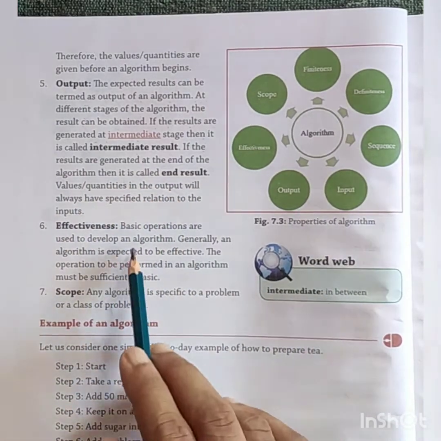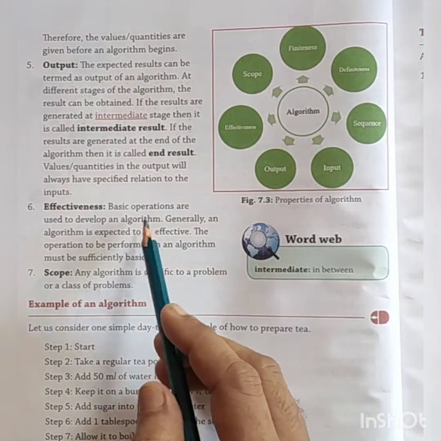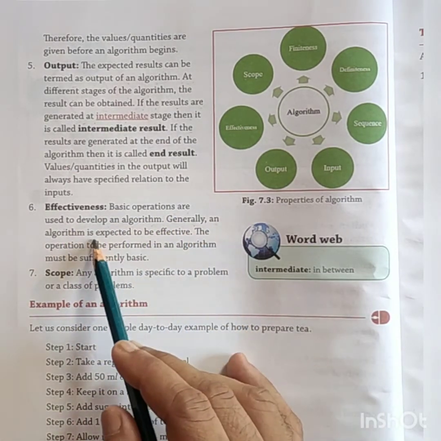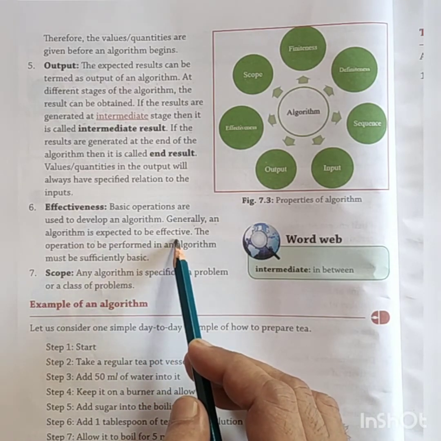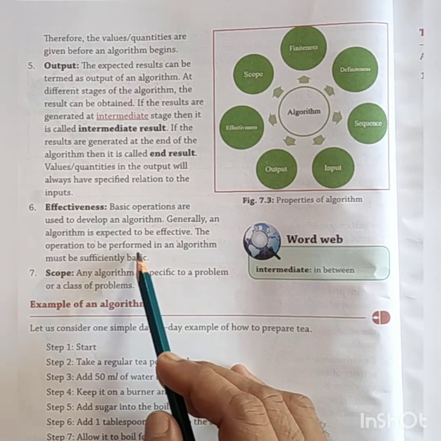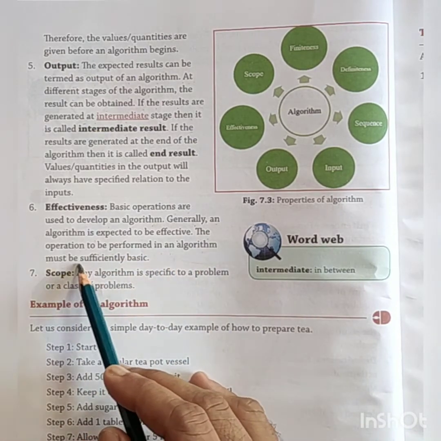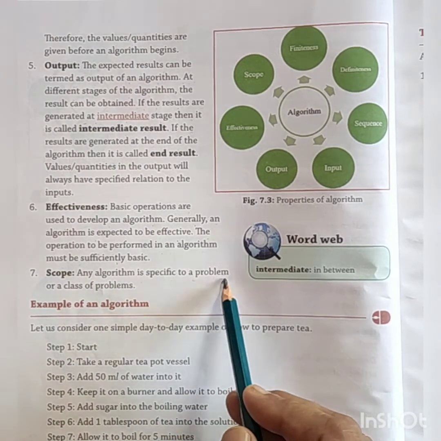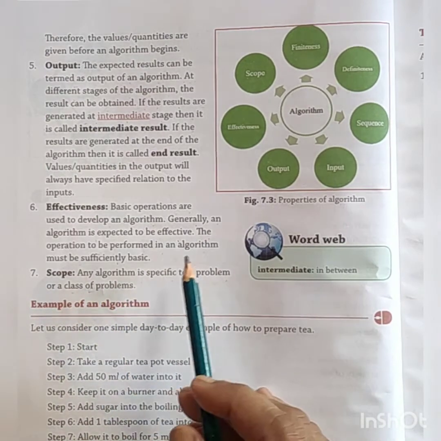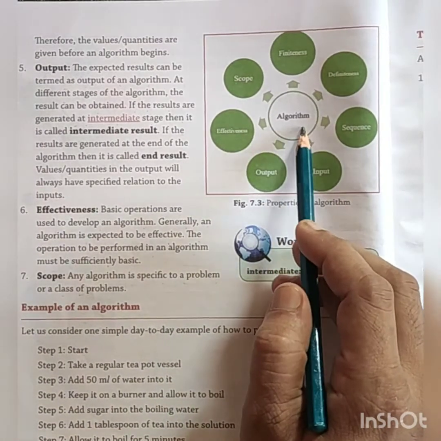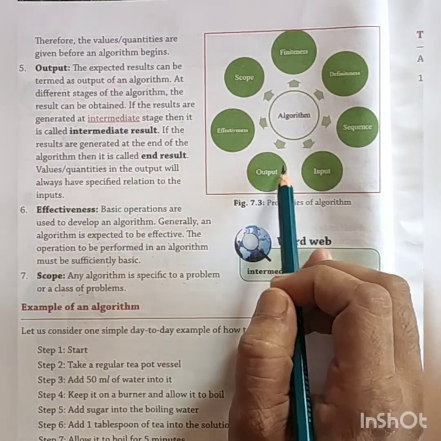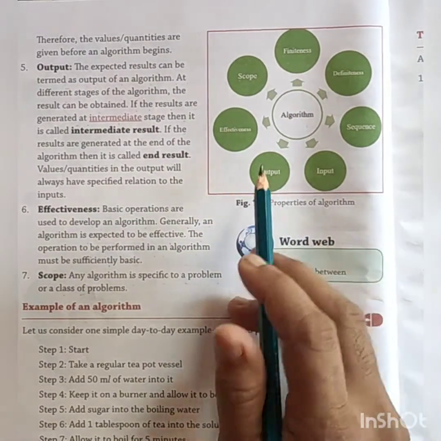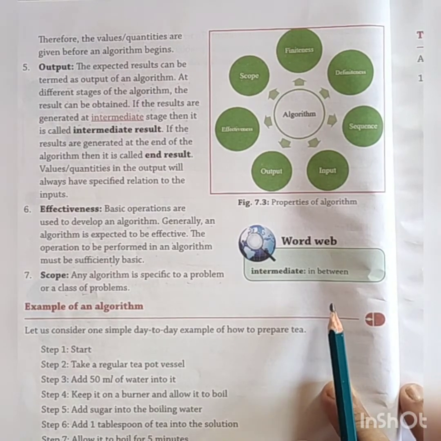Then effectiveness. Basic operations are used to develop an algorithm. Generally, an algorithm is expected to be effective. The operations to be performed in an algorithm must be sufficiently basic. Scope. Any algorithm is specified to a problem or a class of problems. So this is the picture. This is the algorithm. I already told you: sequence, input, output, effectiveness, scope. There are many more properties we should follow in case of an algorithm.